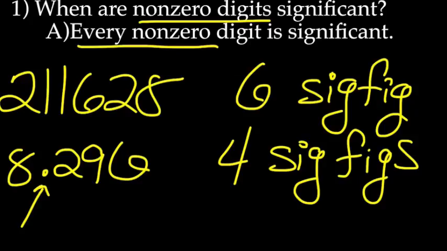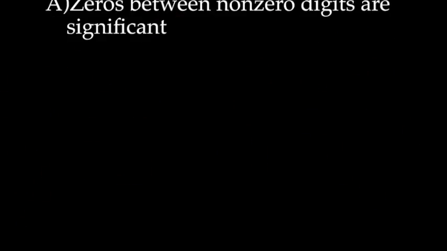So when we're talking about non-zero digits, it's pretty easy to determine the number of significant digits. They're all significant. Let's next discuss when zeros are significant. Unfortunately, when zeros are significant is a little bit more complicated than when non-zero digits are significant. Basically, sometimes zeros are significant, sometimes they're not. What I'm going to do is give you the two rules indicating when zeros are significant. If the zeros do not follow one of those two rules, then they're not significant.